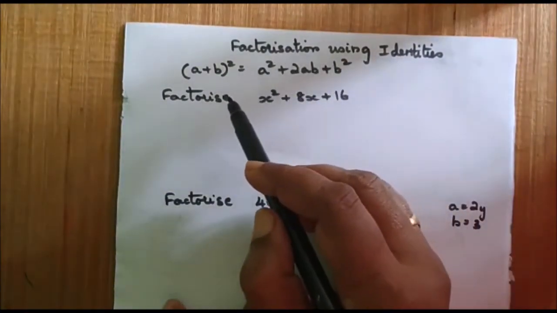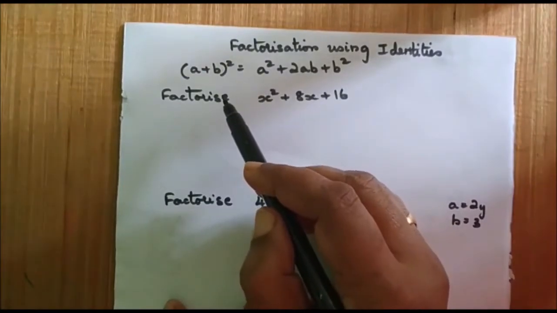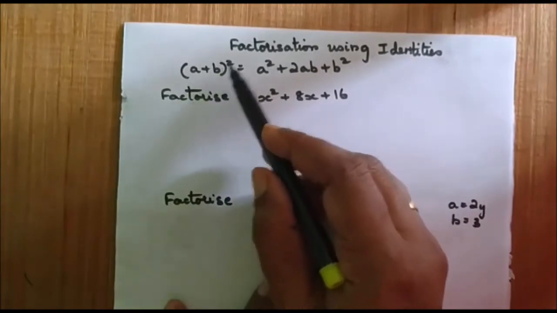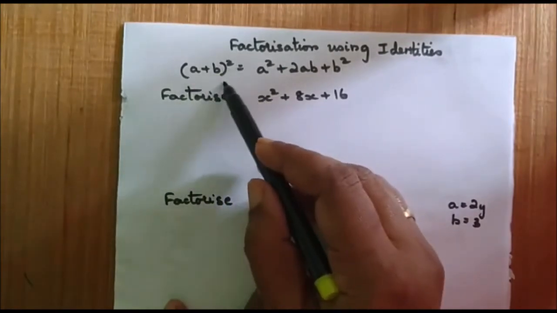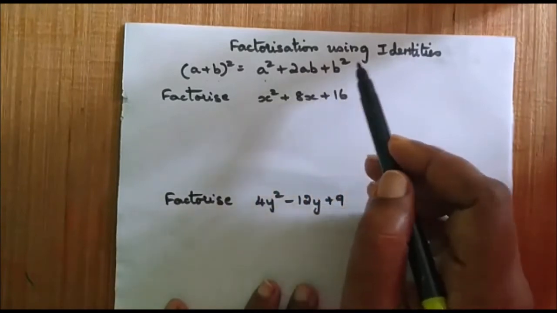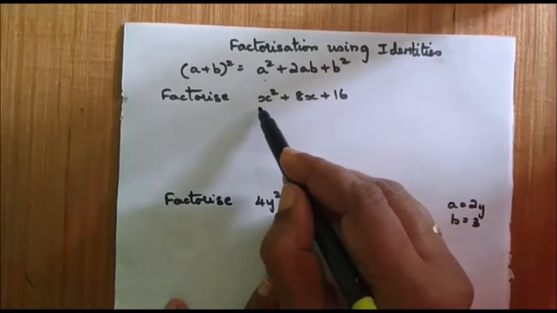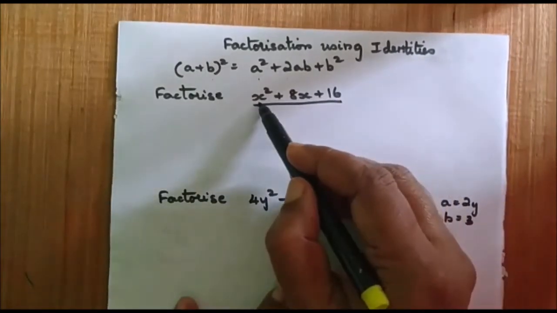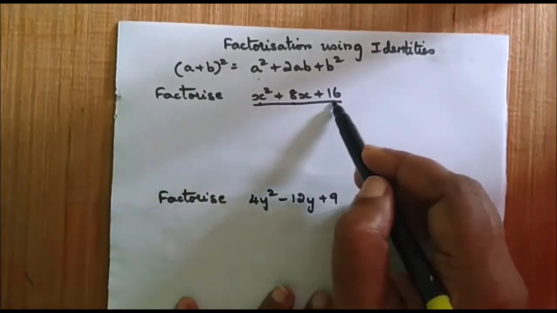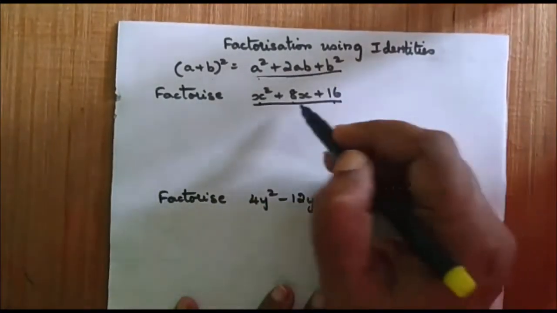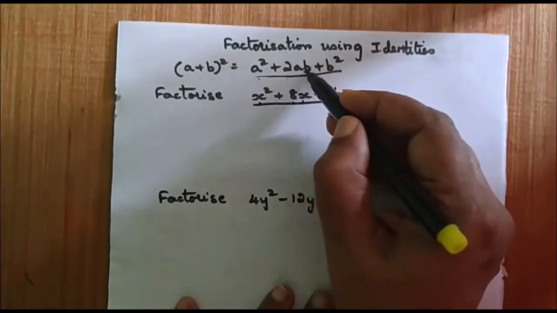What are the identities? We have learnt about identities in our previous chapters, that is (a plus b) the whole squared. What is (a plus b) the whole squared? It is a squared plus 2ab plus b squared. So we are given an equation. What is the first term? It is x squared plus 8x plus 16. Now in order to bring it in this form, we have to write this equation in this form.